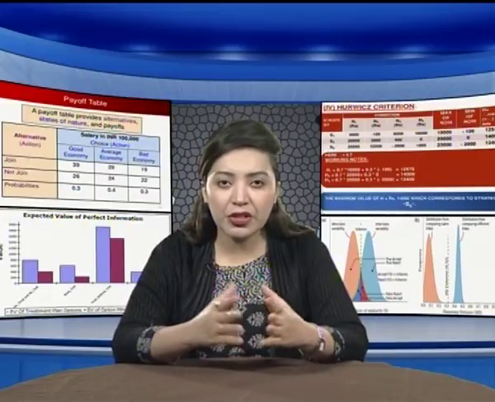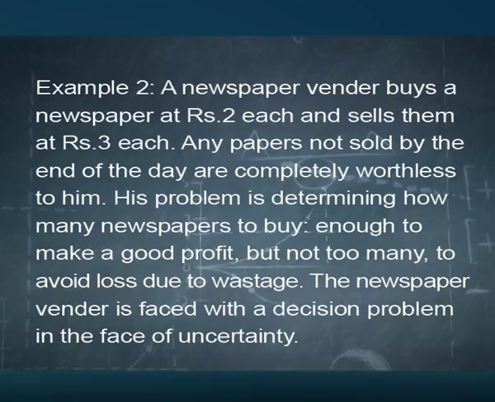So, examples are, the first one, a newspaper vendor buys a newspaper at rupees 2 each and sells them at rupees 3 each. Any papers not sold by the end of the day are completely worthless to him. His problem is determining how many newspapers to buy, enough to make a good profit but not too many, to avoid loss due to wastage. The newspaper vendor is faced with a decision problem in a phase of uncertainty.